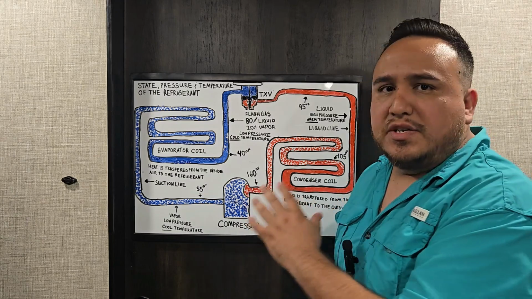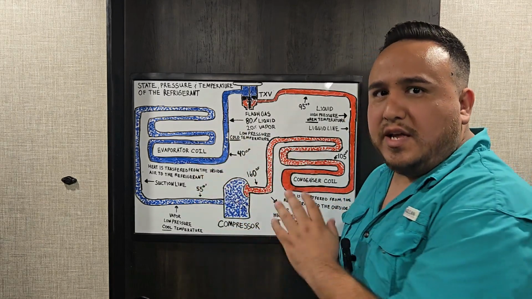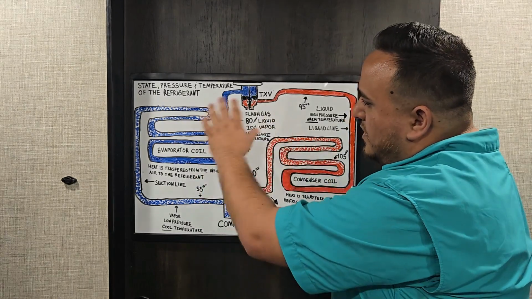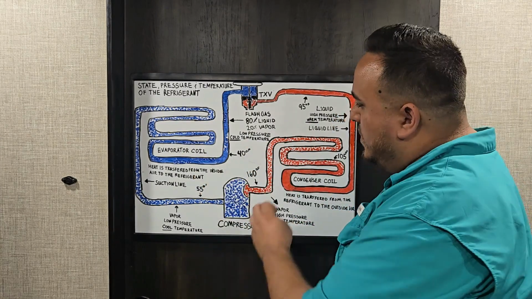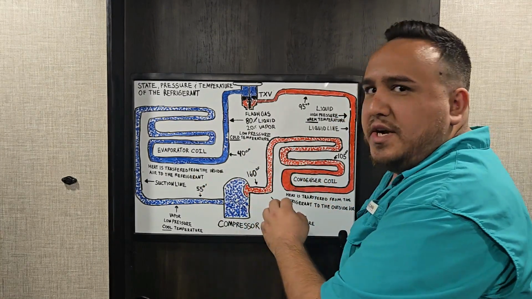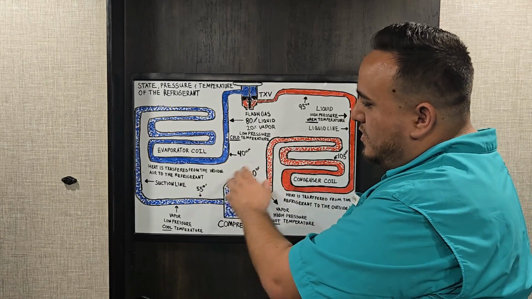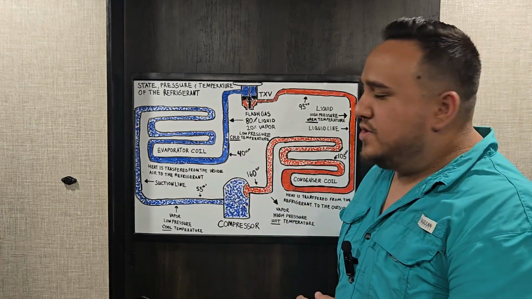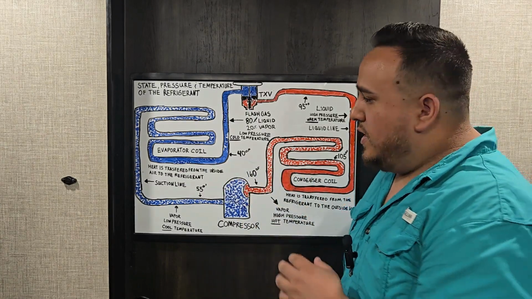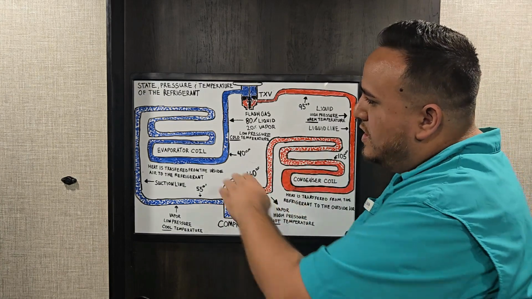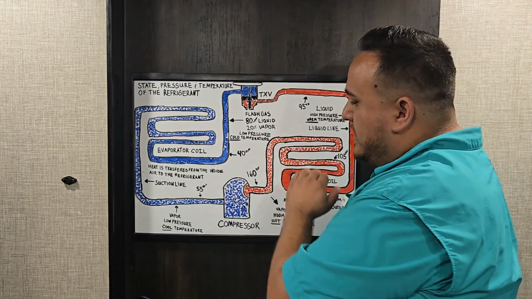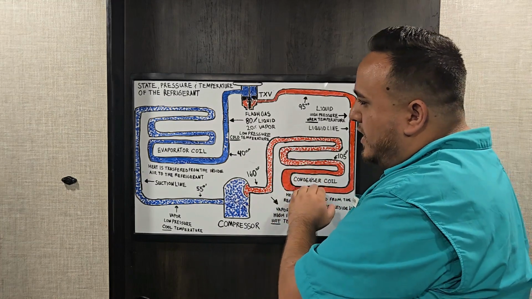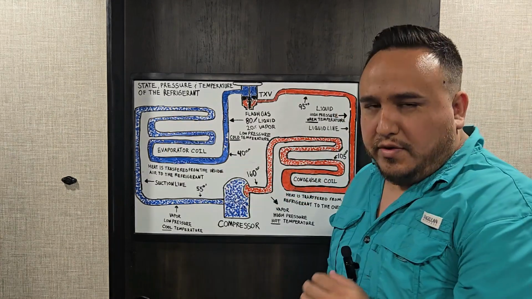In this video, what I'm actually doing is putting all the pieces together. We have the four major components. We have the high side and my low side of my system. We talk about absorption and rejection of heat, and we see it clearly in the temperatures and in the state of the refrigerants. We also see my saturation temperatures, where my refrigerant changes from a gas or vapor to a liquid, and from a liquid to a vapor.